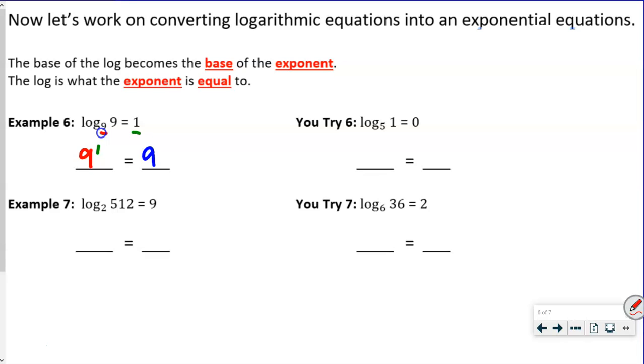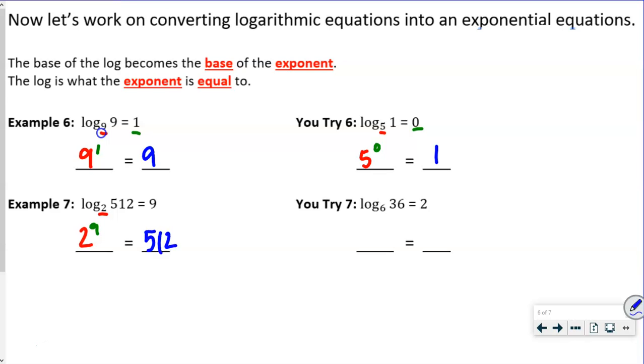So here we go again. Take our base, the 5, to the what power? You got it. The 0 power. And that's going to be equal to our 1. All right, the next one, log base 2. So there's our 2. That's our base. To the what power? The 9th power, because that's what's on the other side of the equal sign, is equal to what? 512. Yep, you got it.